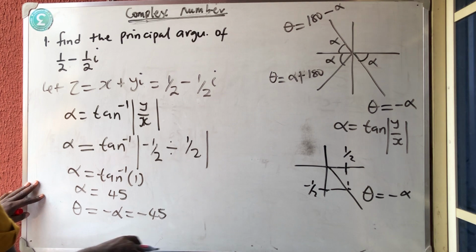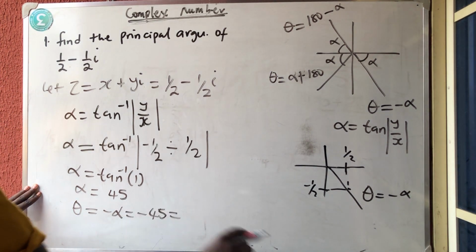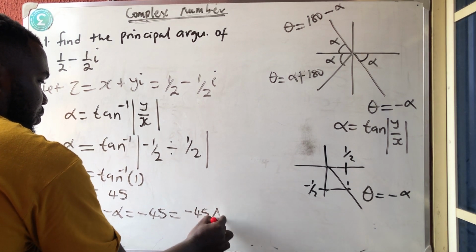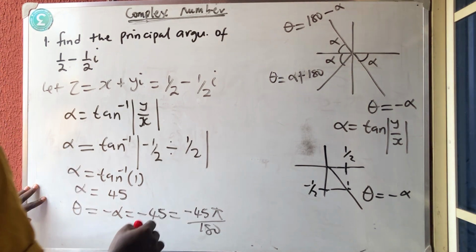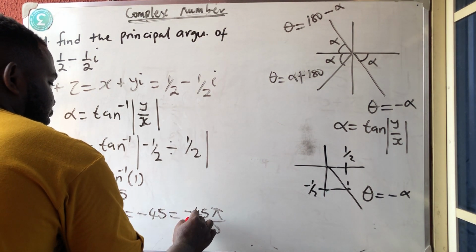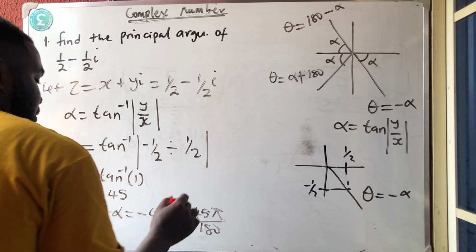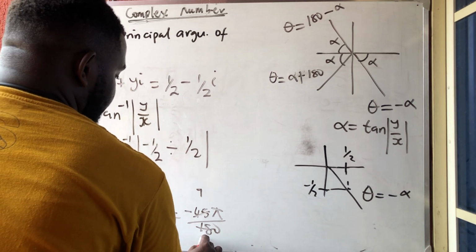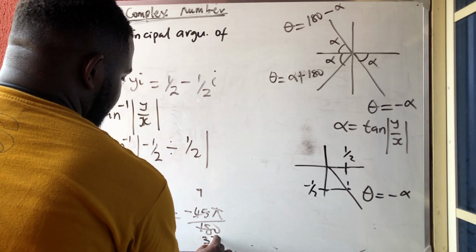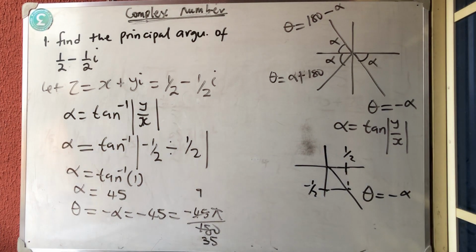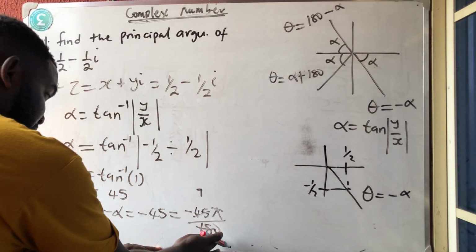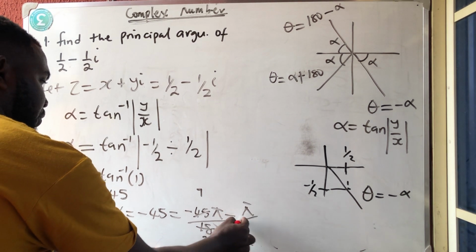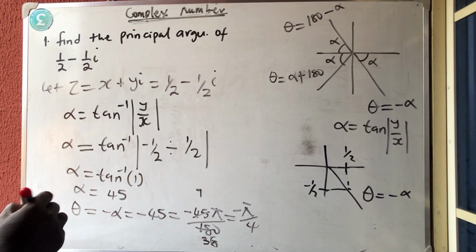minus 45. If they want you to put it in terms of radian, you have minus 45 times pi over 180. 5 into 45 is 9, 5 into 15 is 3, 5 into 30 is 6. So this is pi over 4. Minus pi over 4. So that is your answer.